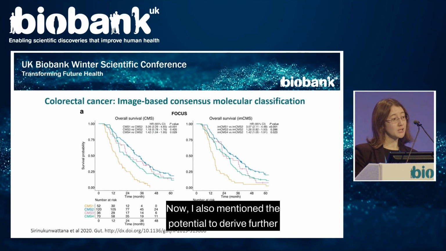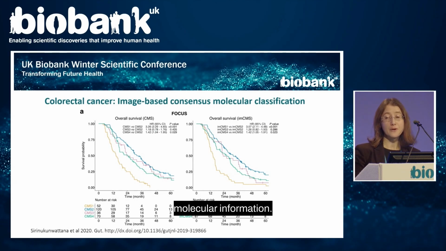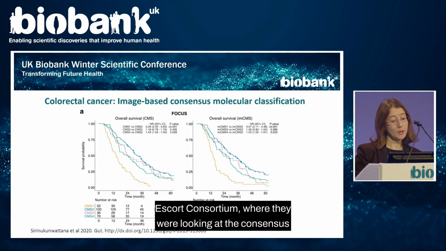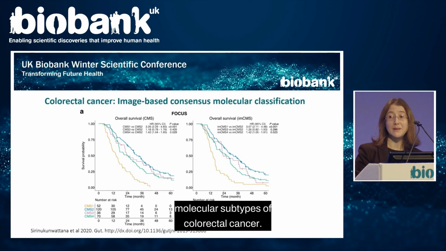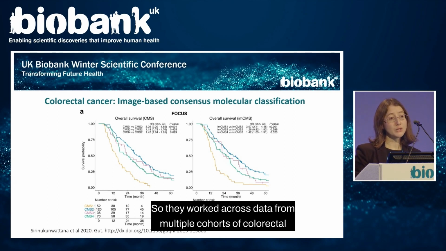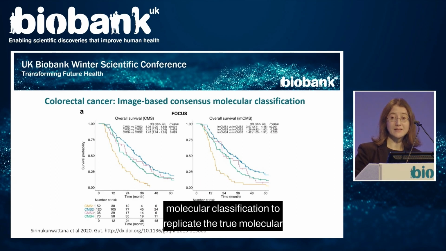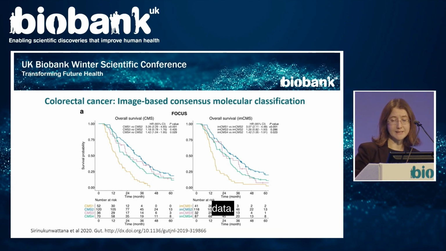Now, I also mentioned the potential to derive further molecular information. This is just showing some work that was done by the ESCORT consortium, where they were looking at the consensus molecular subtypes of colorectal cancer. They worked across data from multiple cohorts of colorectal cancer patients, and they were able to derive an image-based molecular classification to replicate the true molecular data.